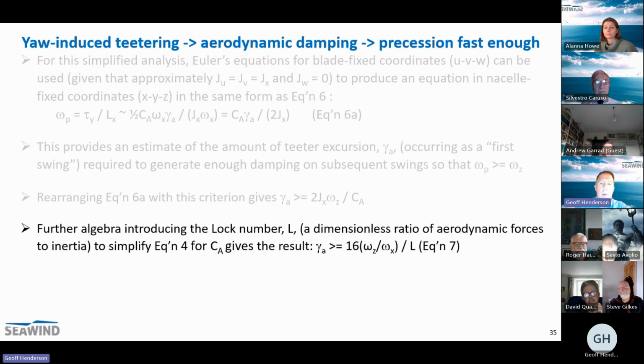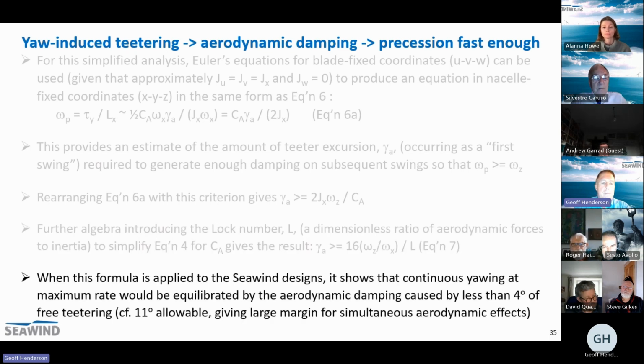Then some further algebra with the Lock number gives a result that the first swing needs to be greater than or equal to 16 times omega z over omega x, the yaw rate over the rotor speed, divided by the Lock number. When it's applied to the Seawind designs, it shows that continuous yawing would be equilibrated by aerodynamic damping caused by less than 4 degrees of free teetering. This compares to 11 degrees allowable, giving a large margin for simultaneous aerodynamic effects.